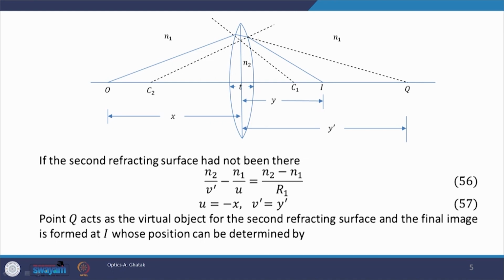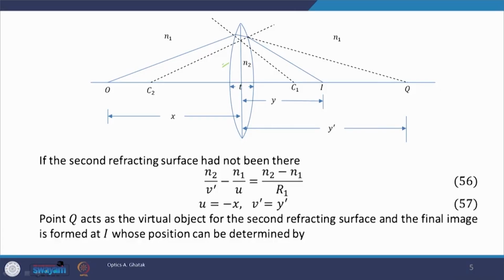We want to know how this thin lens forms an image. Previously, we have studied the image formation from a single spherical surface. Now, we are going to study the image formation from two spherical surfaces, and these two spherical surfaces are placed in such a way that they form a lens.